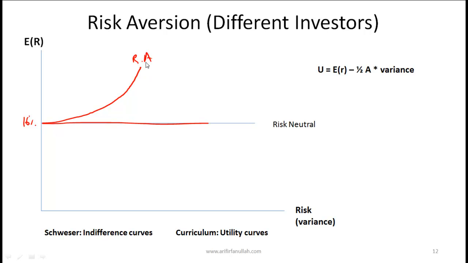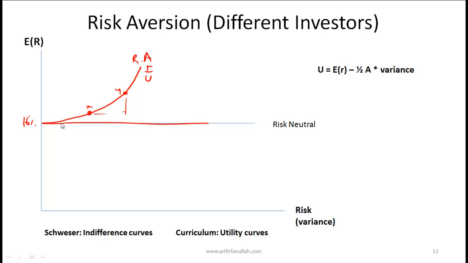So in the curriculum, these are sometimes referred to as indifference curves. They are also referred to as utility curves. So the way you can think of this is, on a given indifference curve, the investor is indifferent. So between point X and point Y, the investor is indifferent. So he's equally happy or equally unhappy, because in going from X to Y, he is getting a higher return, but that return is coming at a higher risk.